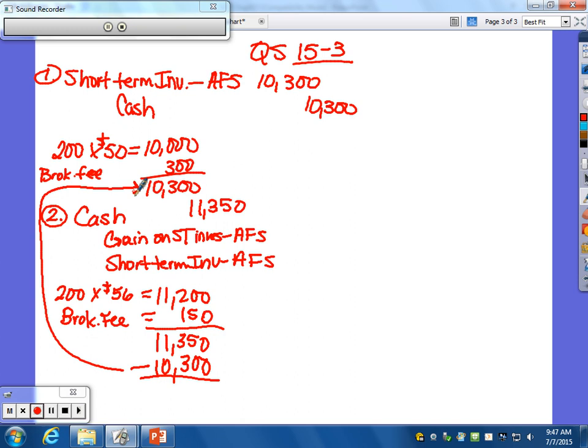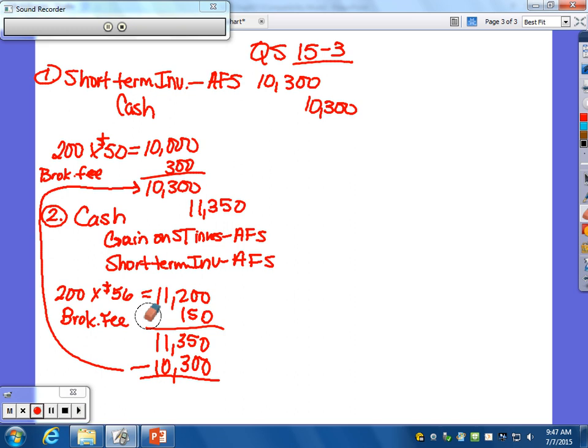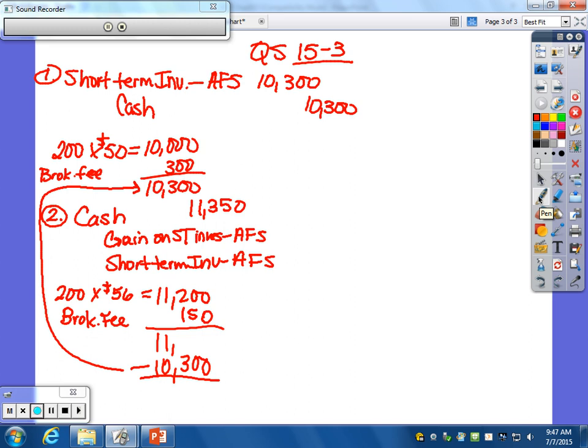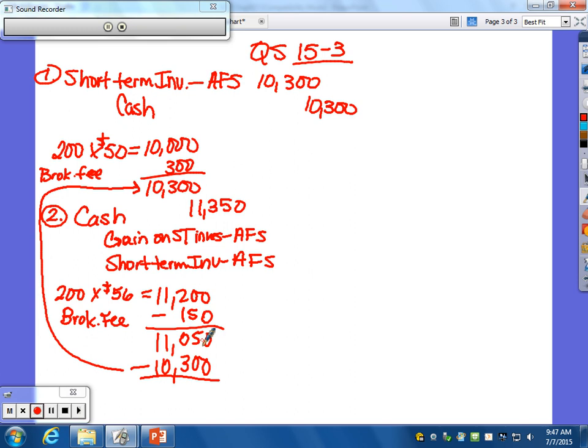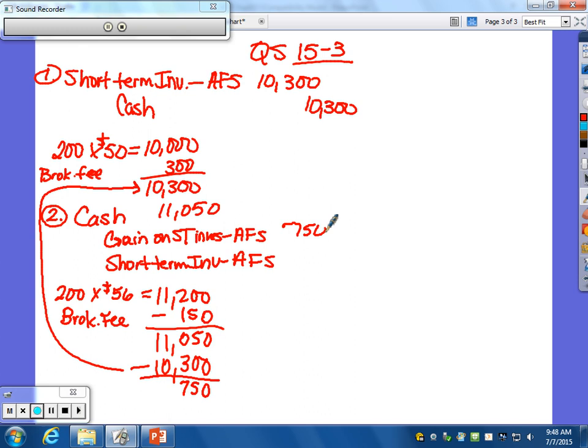This is what's wrong. Because it's being sold, instead of you adding, you subtract. You subtract brokerage. If you were purchasing it, you would add brokerage, like we did up here. But because you're selling it, you subtract brokerage, which means that it would be $750. Does that make sense? Yes or no? Yes. So gain was 750, and of course the amount of stock was 10,300.